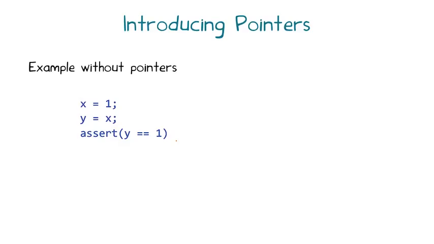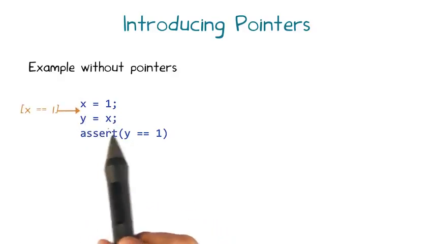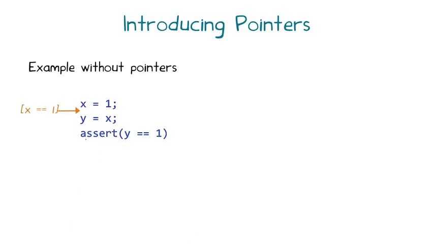It begins by analyzing the assignment to x and infers that the value of x at this program point must be 1. It then analyzes the assignment to y and infers that since the value of x before the assignment is 1, then the value of y after the assignment must also be 1. The analysis thus proves that the assertion y equals 1 is valid at this point in the program.